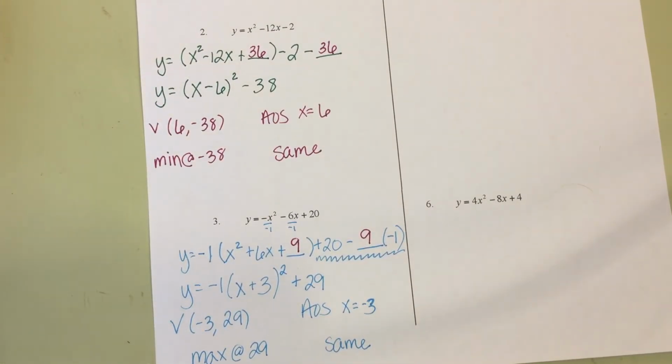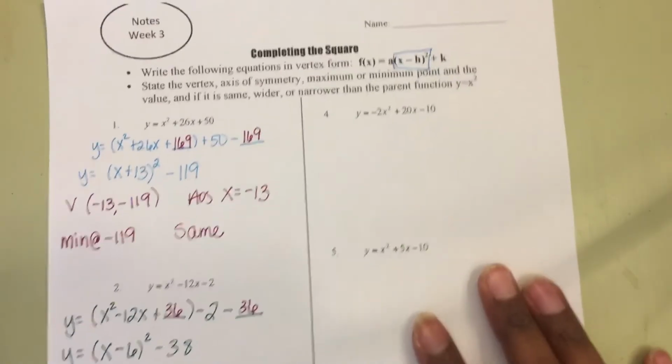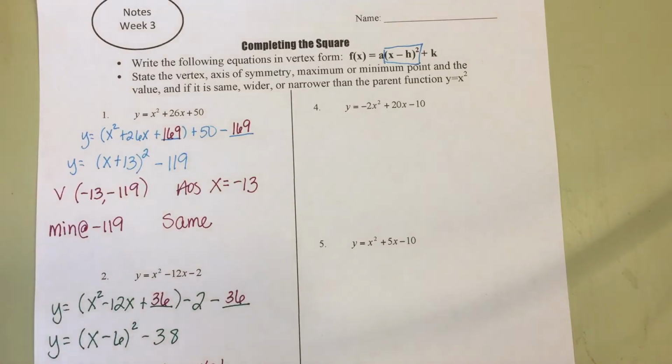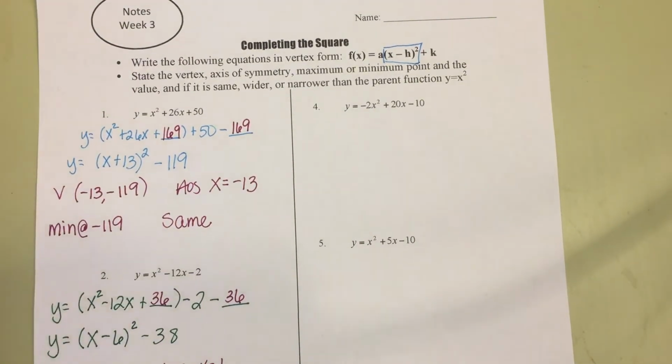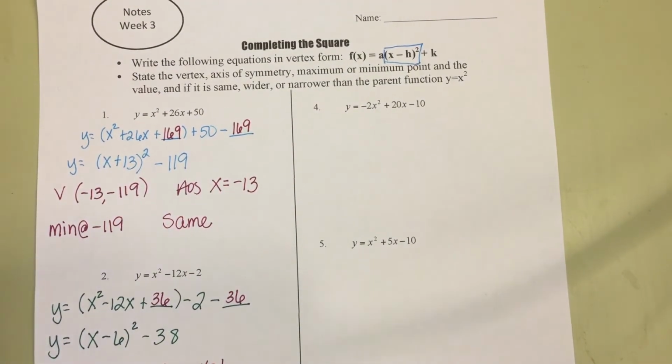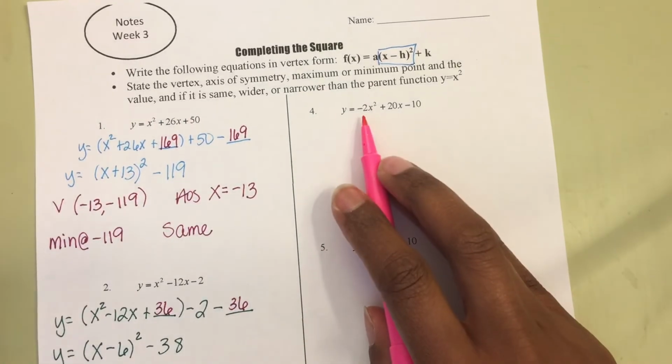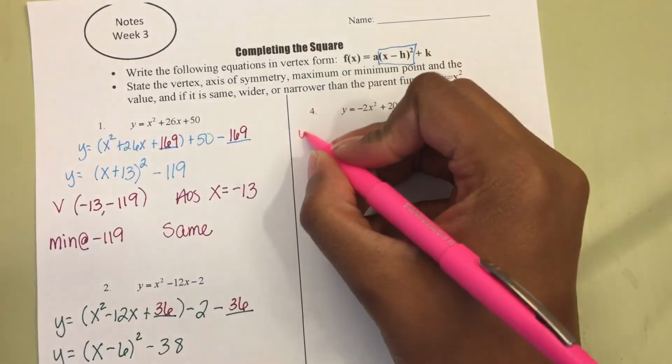All right, so for the rest of them, I'm not going to change colors. So I'm just going to go ahead and work them out. Same process for everything else. I'm just going to stick to one color, though, to finish them off. Okay, so again, number 4 is just like what we did on day 10 notes. A is no longer 1, so I'm going to factor that out first.